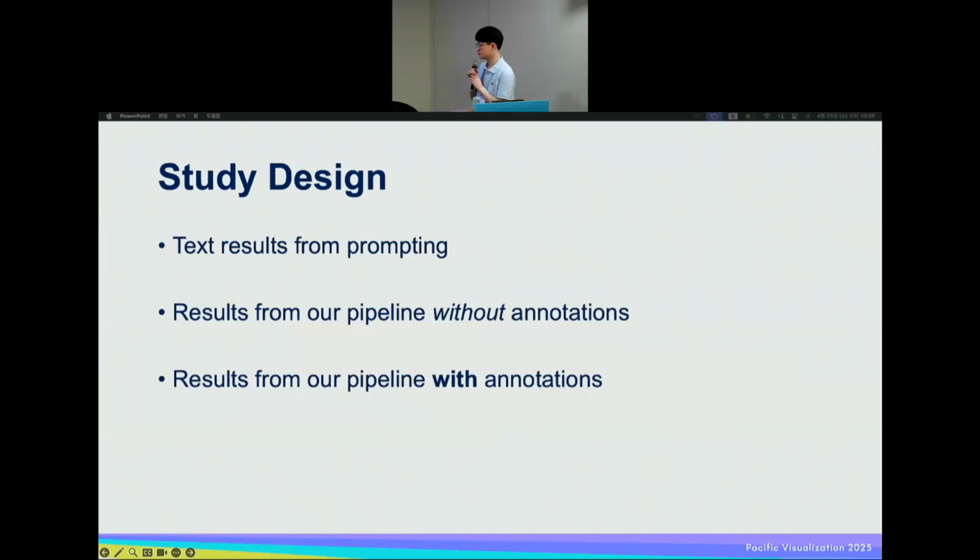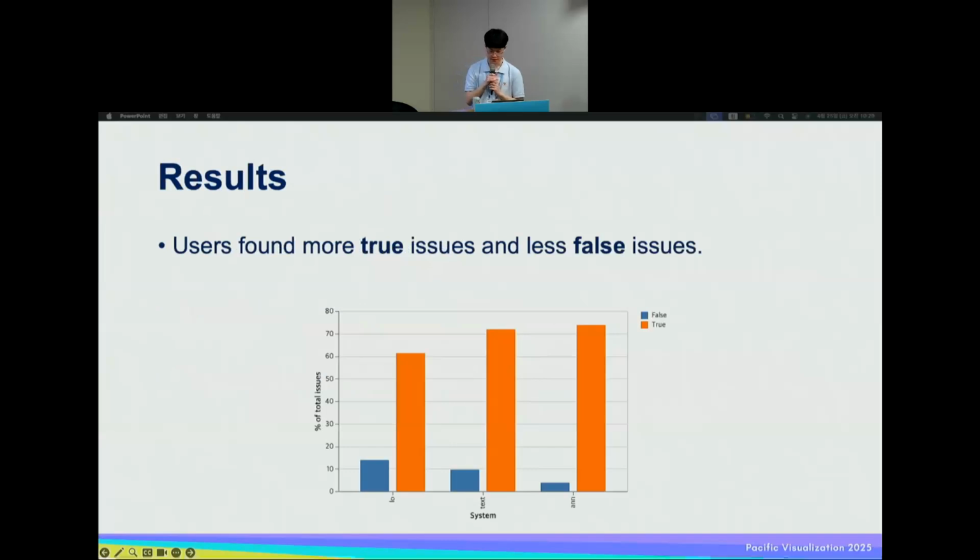So to find how effective our pipeline was, we designed a user study providing 3 types of results. The first was simple text results from prompting traditional design guidelines, and then results from our pipeline without annotations, and results from our pipeline with annotations. And from the results, we can see that users found more true issues and fewer false issues using our pipeline. This means that element-wise detection is actually effective for the users.